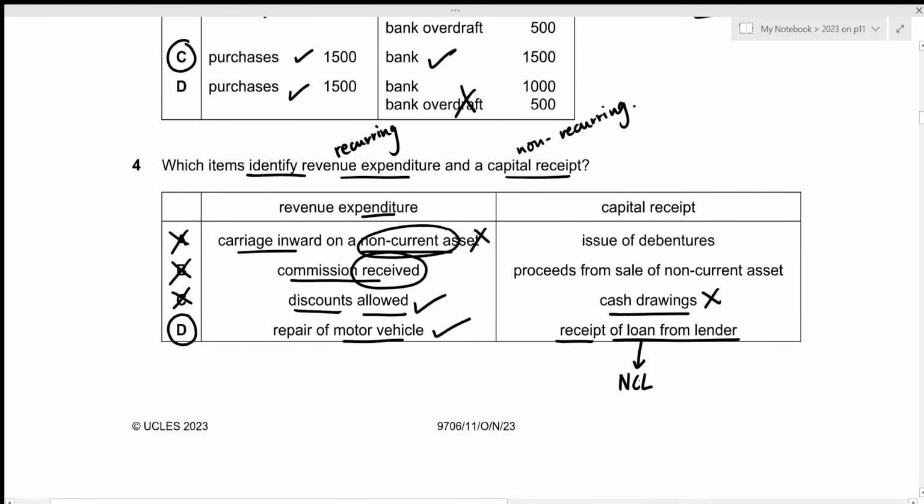That will be taken in times when the business has been facing some sort of liquidity crisis, right? So that's not a recurring event. That can be classified as a non-recurring event, which is why it justifies this receipt of loan from lender being a capital receipt. That's all for the fourth question.